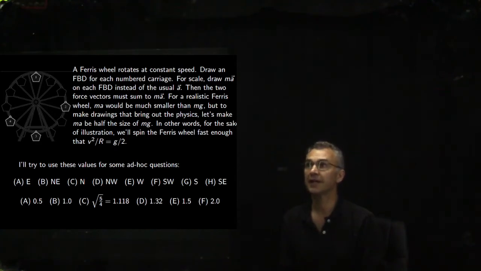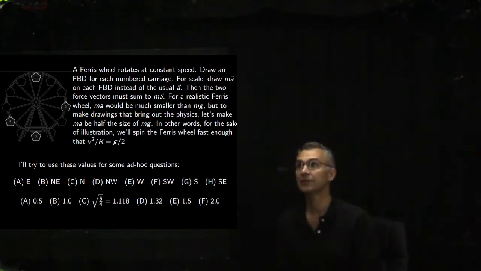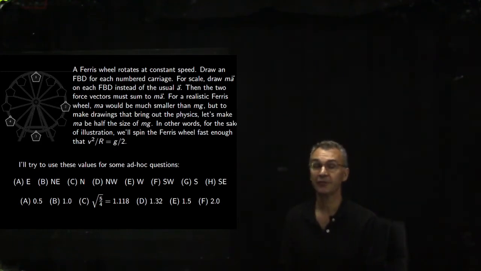A Ferris wheel rotates at constant speed. Draw a free body diagram for each numbered carriage. For scale, draw MA on each free body diagram instead of the usual A. That way it works out with the same scale factor as forces. Then the two force vectors must sum to MA. For a realistic Ferris wheel, MA would be much smaller than MG, but to make drawings that really bring out the physics, let's make MA be half the size of MG.